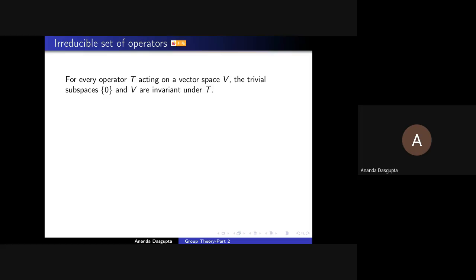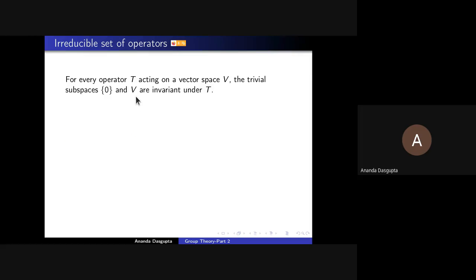Now, no matter what operator you're dealing with, as long as you're dealing with a linear operator acting on a vector space V, there are two subspaces of V which are always invariant. One is, of course, the full space. The full space technically is also a subspace of V. And of course, if you pick any vector from V, apply T on it, you stay within V. That's trivial, right? So the full space V is always invariant. Okay?